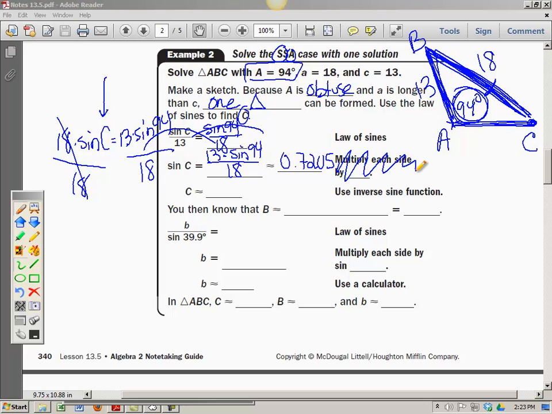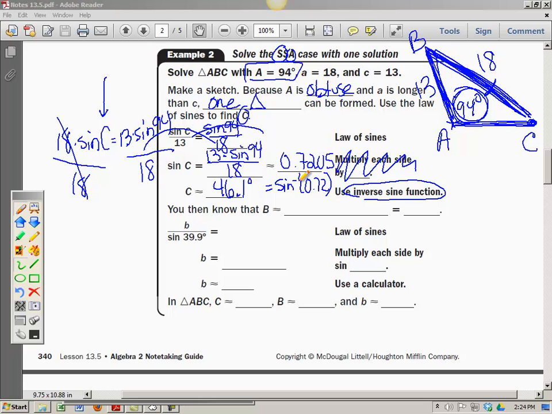All I'm doing is using proportions and cross products. So if I know the sine of C is 0.7205, then I can take the inverse sine function of both sides and say, all right, then the inverse sine of 0.7205 is going to be equal to the measure of angle C, which we know to be 46.1 degrees. And again, I'd have to use the inverse sine function on my calculator to do that.